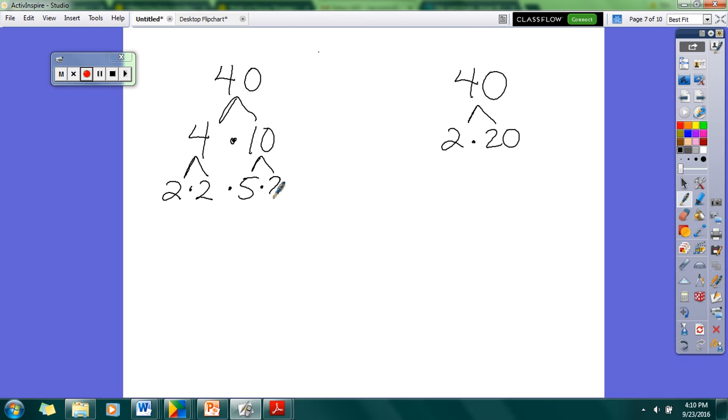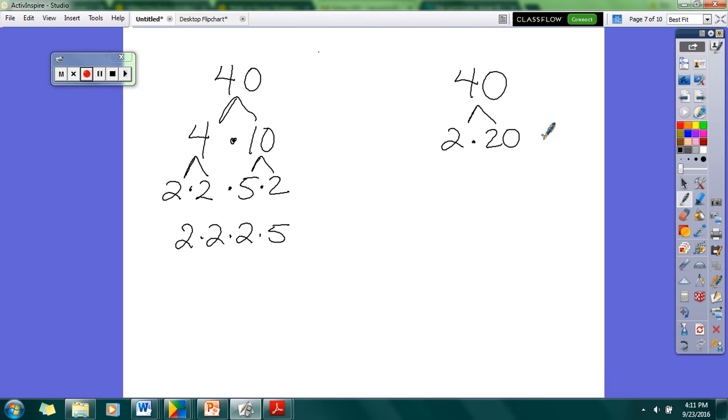I do one last check and make sure my entire last row is prime. 2's prime, 2's prime, 5's prime, 2's prime. It's important to note that I have to put these numbers in order from least to greatest. So I have 2 times 2 times 2 times 5. We're going to talk about the final form in just a moment, but I want to show you how I can start with two different factor pairs and still get the same answer.